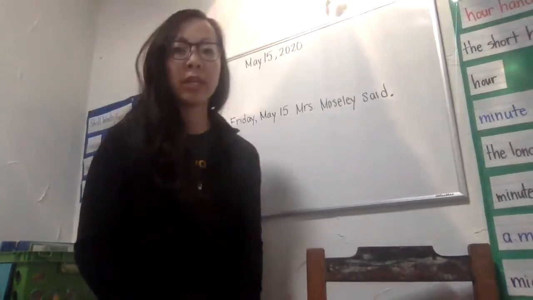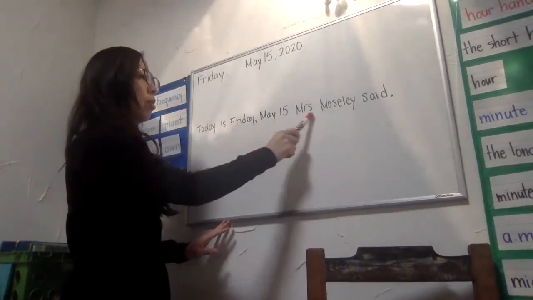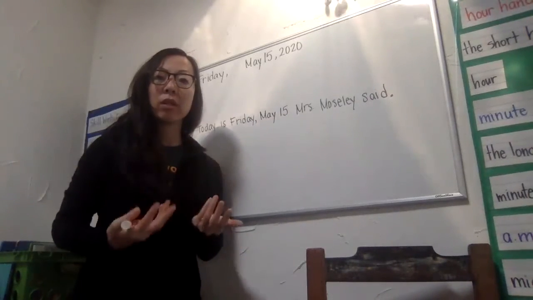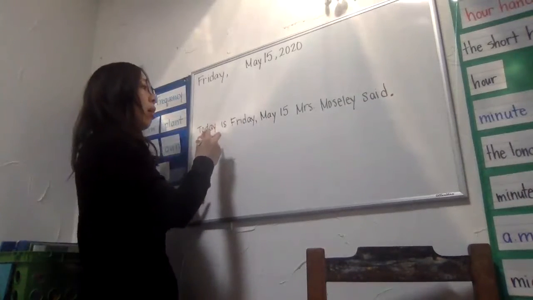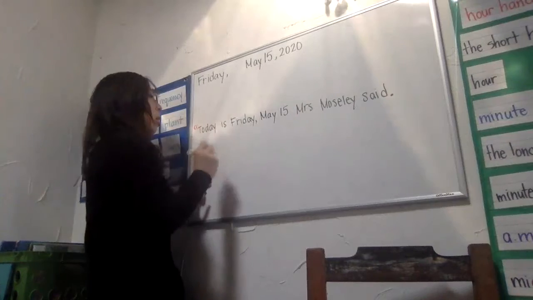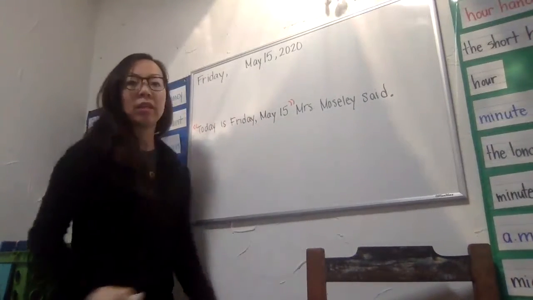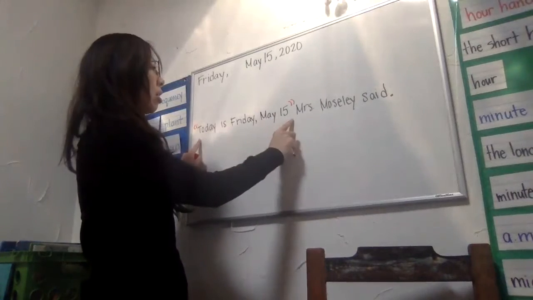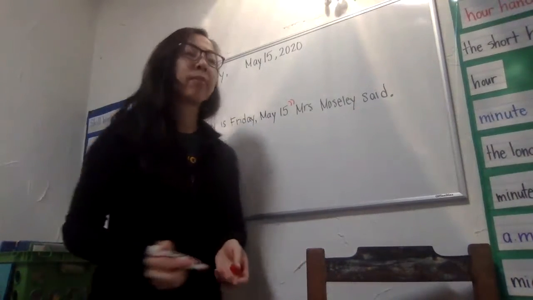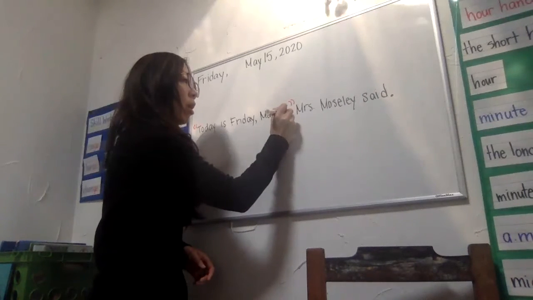We're going to be using quotation marks. So when I read this sentence, Today is Friday, May 15th, Mrs. Moseley said, I'm going to think, what are the words that I said? When we started this morning, I said, Today is Friday, May 15th. So I'm going to write quotation marks around the words that I said. Now, whenever we have a sentence like that, this could be a sentence all by itself. Instead of putting a period at the end of that sentence, I'm going to put a comma.